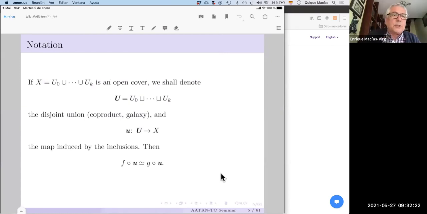I shall use this notation, which is very useful in the proofs and was suggested to us by a referee. If you have a covering, I shall denote by uppercase bold U the disjoint union of the open sets, and by lowercase bold u the map induced by the inclusions, in such a way that if the maps F and G are not homotopic, their compositions with bold u are homotopic. This simplifies many proofs.